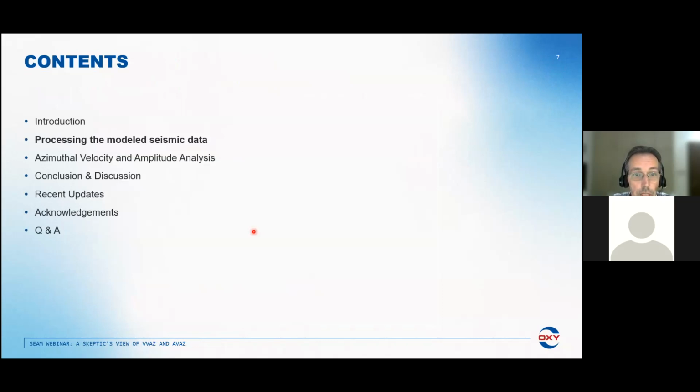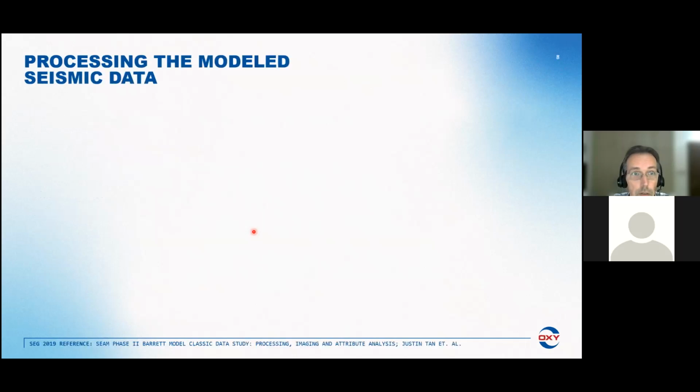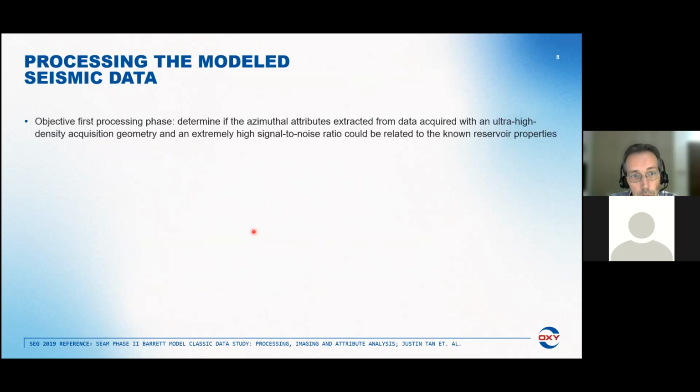So let's go to the model seismic data. So the processing from by now a few years ago. Actually not that long, but it's not current processing. So the objective of the first processing phase is to determine if the azimuthal attributes extracted from data acquired with ultra high density acquisition and a very high signal to noise ratio. Remember, the noise level is pretty low, to see if that could be related to known reservoir properties.